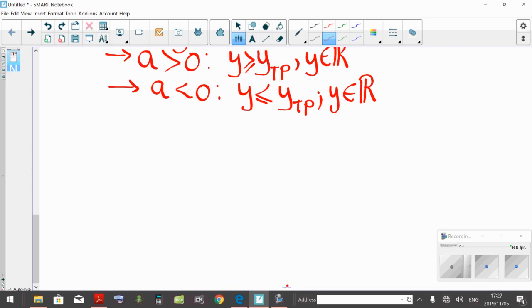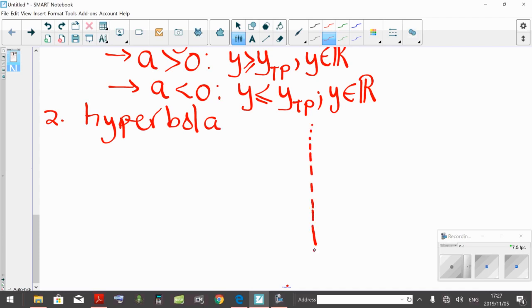The next type of function would be, let's take a hyperbola. Now you remember that a hyperbola has got two asymptotes. And it's important to remember that on your asymptotes, the graph does not exist. And this horizontal asymptote we said is y is equal to q. And this one is x is equal to p.